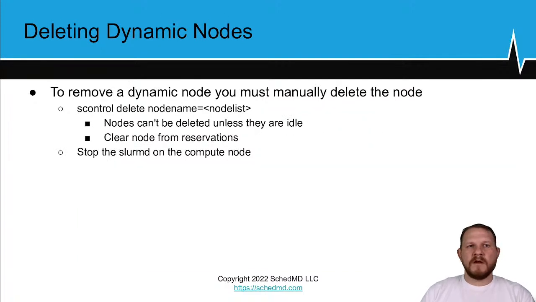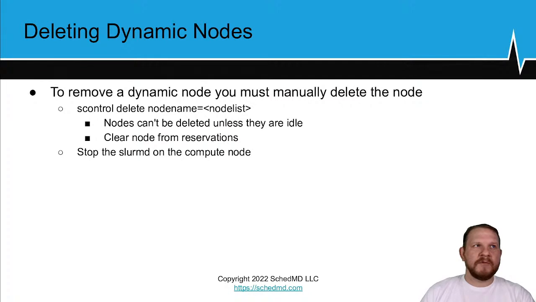Now your node's been in there. Now you're going to remove that node for whatever use case you have. To remove those dynamic nodes, you have to manually delete the node, or some service that would be deleting the node. Just use scontrol delete nodename, and then give it the list of nodes that you're going to be removing. Important to note, nodes can't be deleted unless they're idle, and you need to clear the node from the reservation. If there's any reservations that have that node, and you don't, the node will come back.